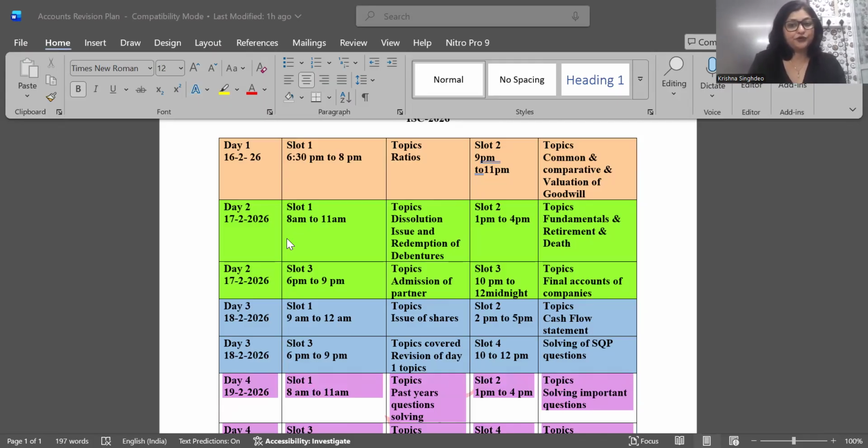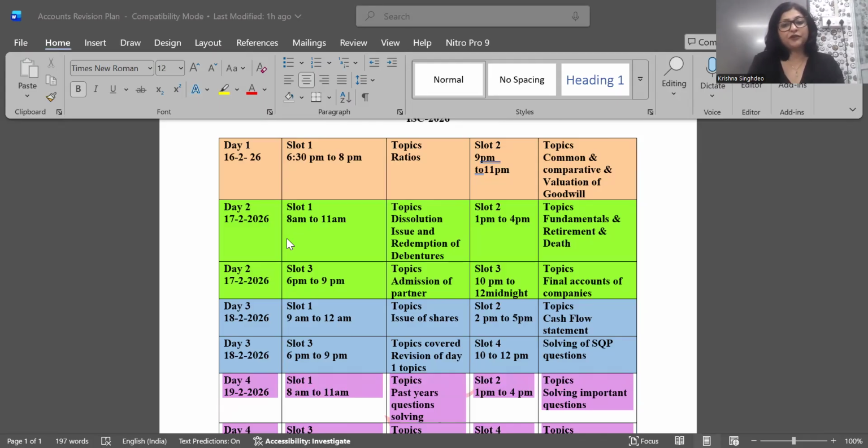10 to 12, I want you to study final accounts of companies. This chapter is very important, and from here also you see questions are there. Day 3 starts again from 9 to 12. You are getting up late because you have studied till 12 o'clock the previous night. Topics covered over here 9 to 12 is issue of shares, which is a big topic and it will take time to cover. Then you take a 2 hours break, go for slot number 2 to 5 p.m. Here you revise cash flow statement.